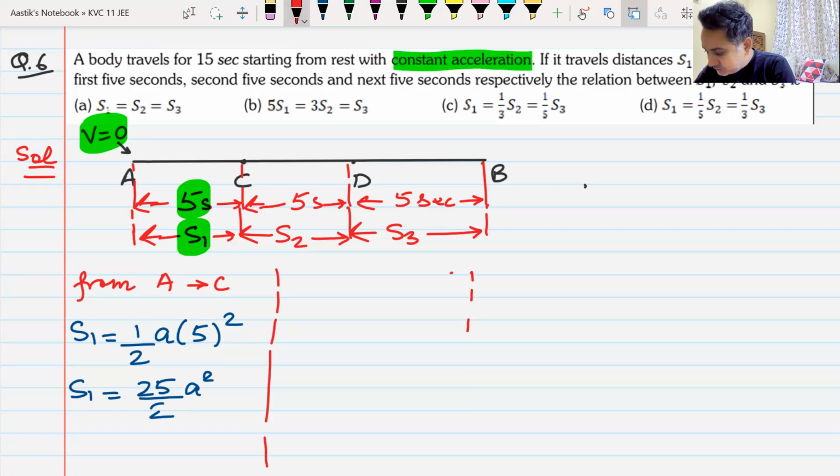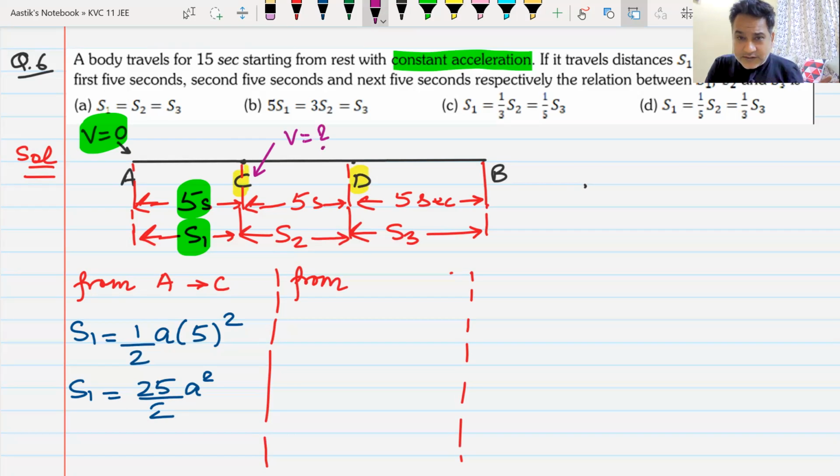Now comes the next part. From where to where should I make the equation? See, if I make the equation from C to D, the problem is I don't know the velocity at C. To find the velocity at C, I will again have to go from A to C. Let us not do that. Let us be smart. So what is smartness? I know that the velocity at A is 0. So instead of making the equation from C to D, let us make the equation from A to D.